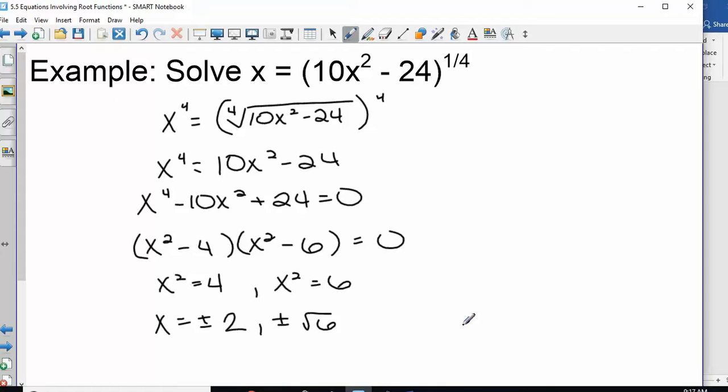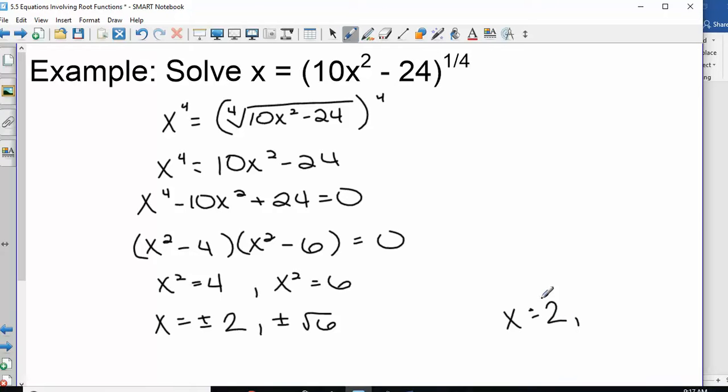Okay, so then to check these, you can use your calculator if you want. You just do your parentheses 10 times 2 squared minus 24 to the 1/4. And do we get 2 back out? Yeah. What about when you put in a -2? So if you do 10 times -2 squared minus 24, do you get -2 out? No. So positive 2 works.